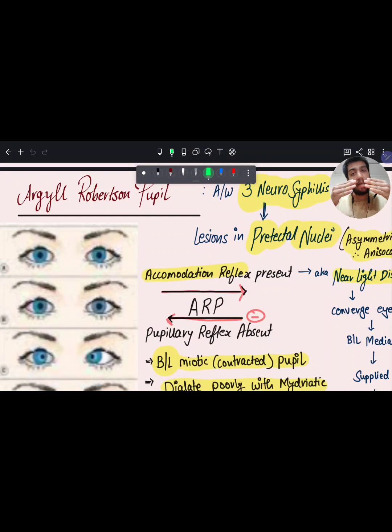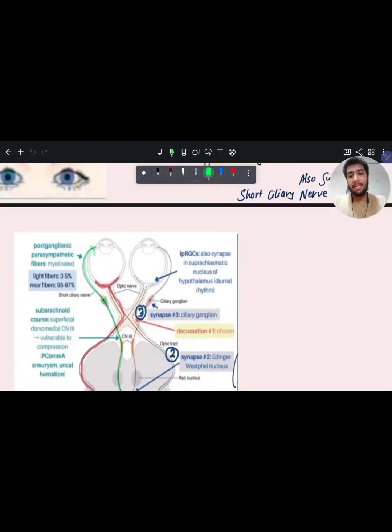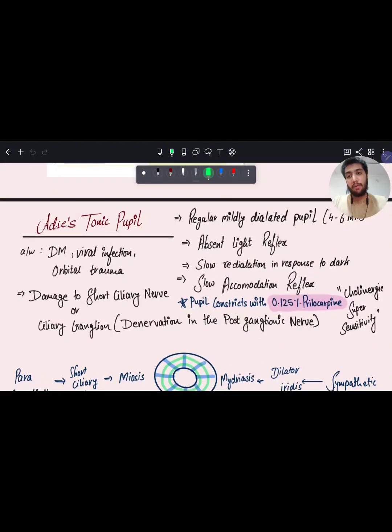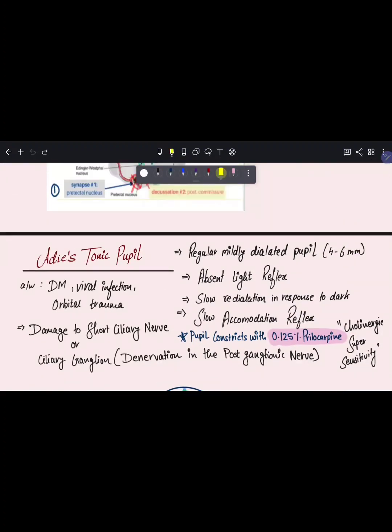So while accommodating your eyes, your pupils will constrict. But if you show a light to the pupil directly, the pupillary light reflex will be absent. A beautiful concept, right? So let's go on to the next condition, the Adie's tonic pupil.